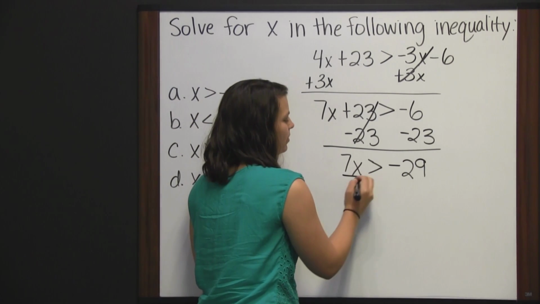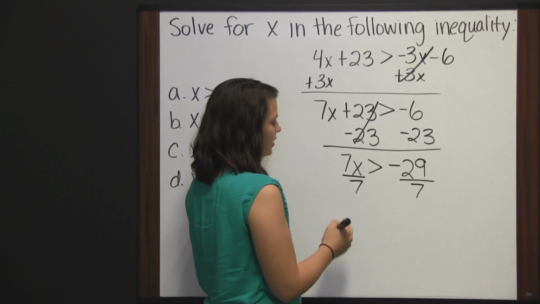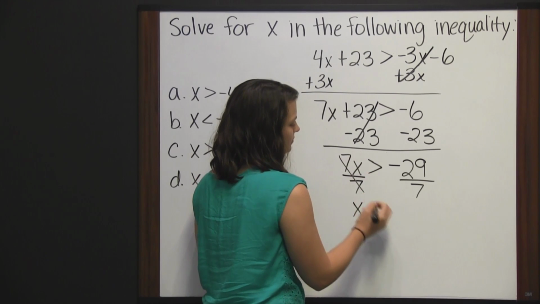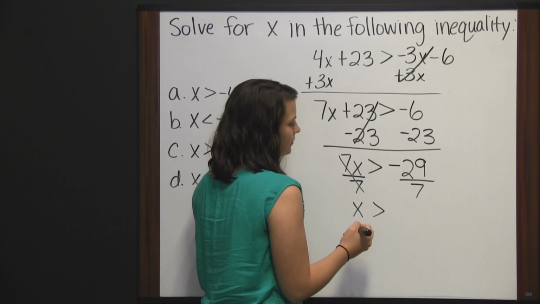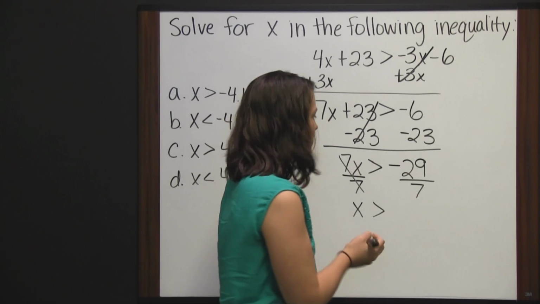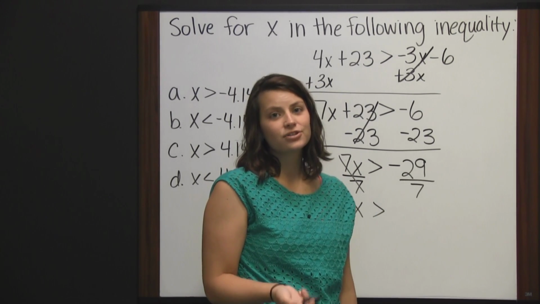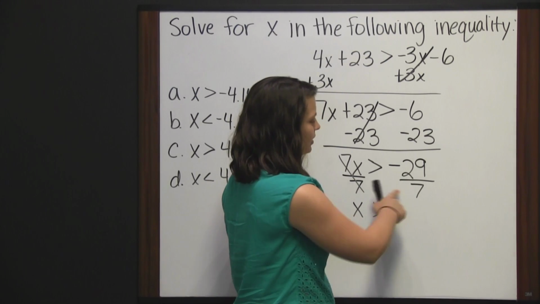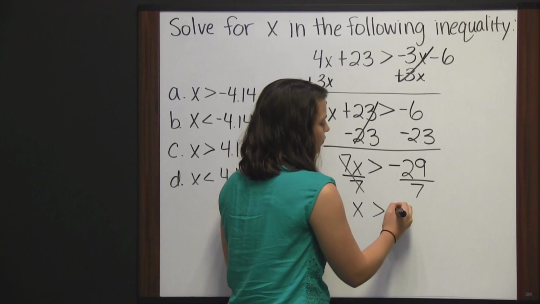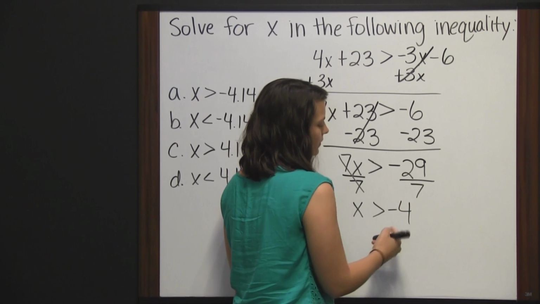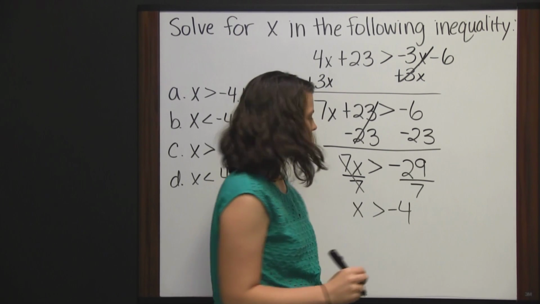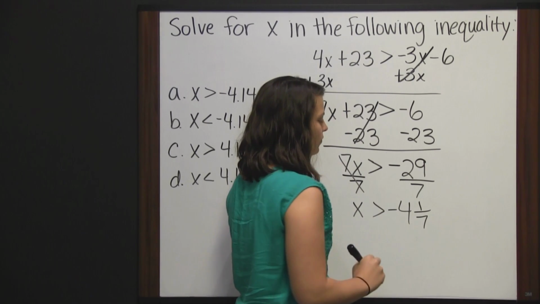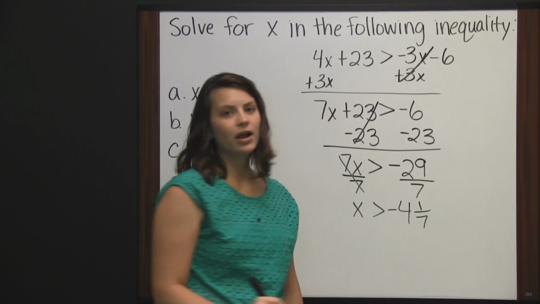Finally, we have to divide both sides by 7. 7 divided by 7 is 1, and 1 times x is simply x. Bring down the greater than sign. And then the first thing I'll do is change this into a mixed number, since I can't actually divide negative 29 by 7 and get an integer. So 7 goes into negative 29 4 times. So it's negative 4. 4 times 7 is 28. So that means that there's 1 left over out of 7. So it's negative 4 and 1/7. x is greater than negative 4 and 1/7.